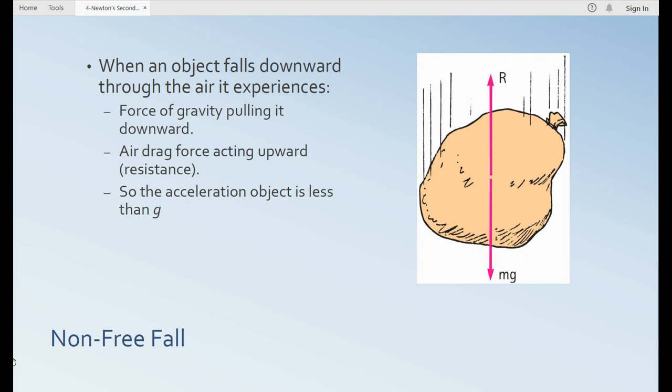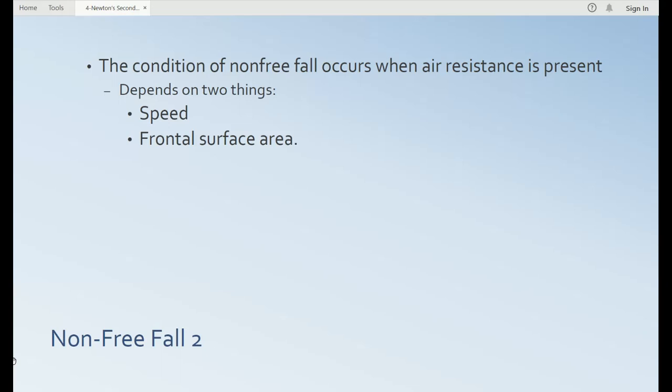So in non-free fall, the object is falling downward through the air. The force of gravity is pulling it downwards, just like our objects in free fall. But now the air is resisting it. The drag of air on the object is exerting a force pushing up on the object. So this object in non-free fall is not going to have the acceleration that our free fall objects do. It's going to be less. So our acceleration is going to be less than that 10 meters per second squared.